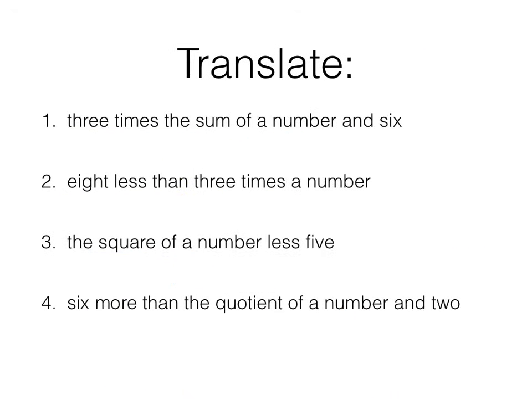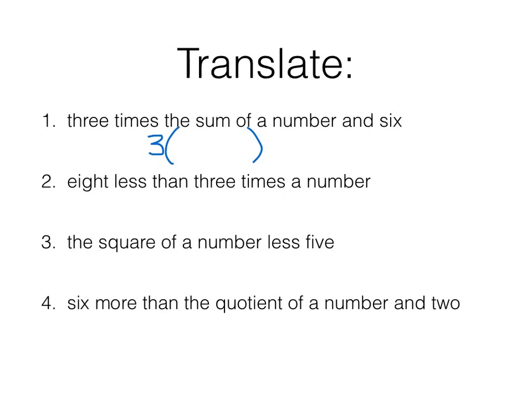Moving on. Step it up a notch. Let's add a couple of operations into these instead of just one at a time. 3 times the sum of a number and 6. We're multiplying a sum. That means we're using parentheses. So 3 times, again, 3 times something, we are not going to put an operation symbol in there. We don't need it anymore.